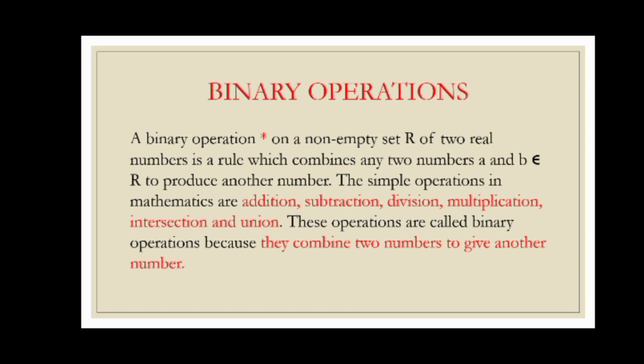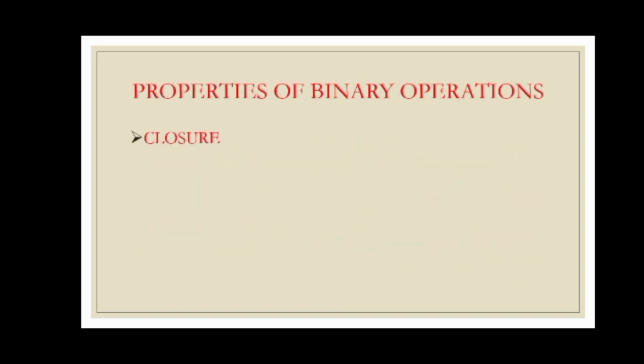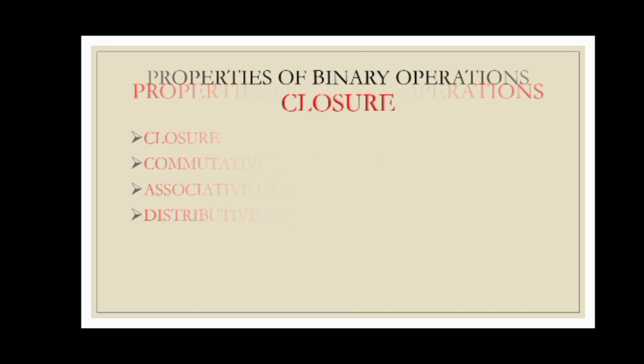The simple operations in mathematics are addition, subtraction, division, multiplication, intersection, and union. These operations are called binary operations because they combine two numbers to give another number. Hope this is clear. So let's jump into the properties of binary operations. The first one we have is closure, then commutative operations, associative operations, and then distributive operations. Let's look at closure.